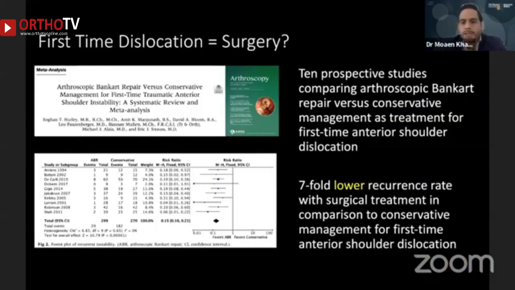The question that has arisen is, should a first-time dislocation automatically go for surgery? There's a good paper that has come out of NYU by Dr. Strauss that looked at 10 prospective studies comparing arthroscopic Bankart repair versus conservative management for the treatment of the first-time shoulder dislocation. They found a 7 times lower risk of failure with surgical treatment in comparison to conservative treatment for the first-time anterior shoulder dislocation. You can see the forest plot there at the bottom left.